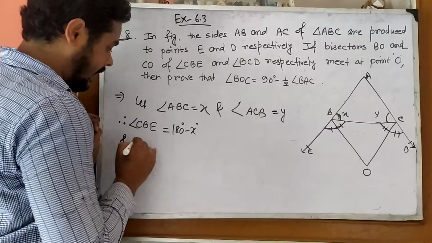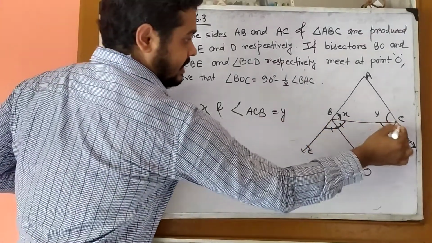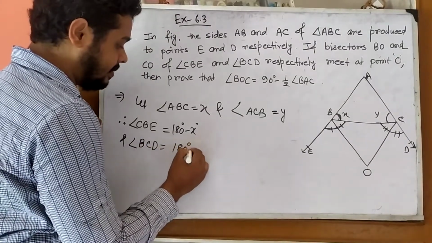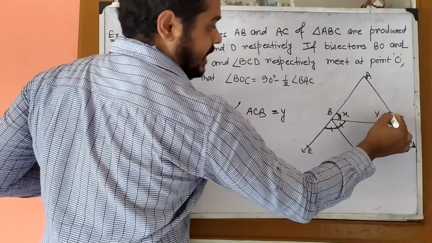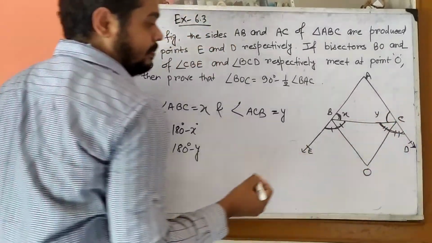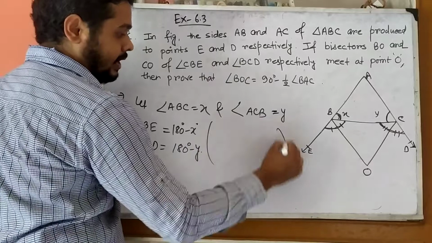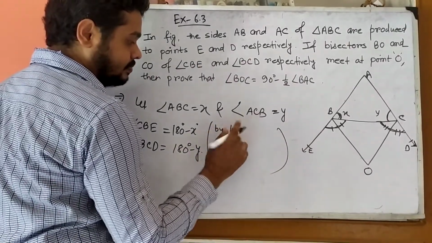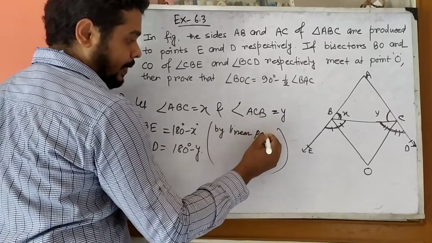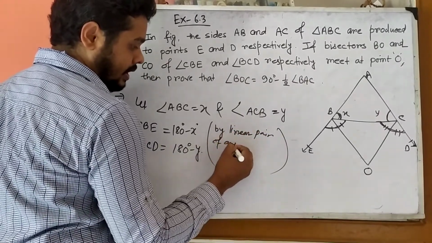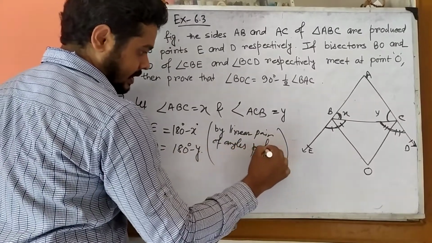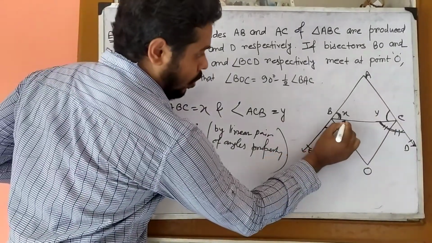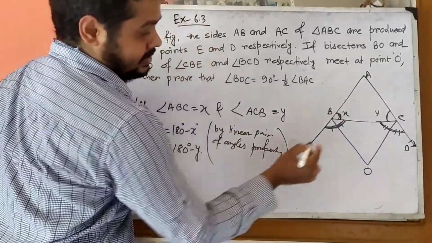And angle BCD will be 180 minus Y, because this angle is Y and the remaining portion of that angle is 180 minus Y, by the linear pair of angles property. Clear? Now this whole angle is 180 minus X.